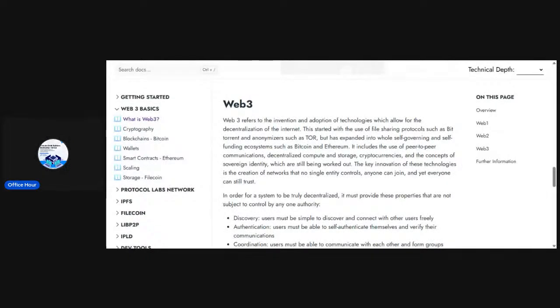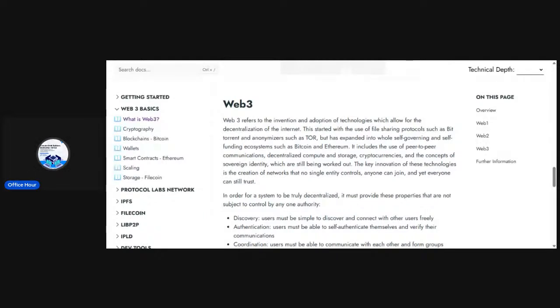So Web 3 is here, and it refers to the invention and adoption of technology which allows for decentralization of the internet. This started with the use of file sharing protocols such as BitTorrent, if you've read about it, and anonymizers such as TOR, but has expanded into whole self-governing and self-funding ecosystems such as Bitcoin and Ethereum. It includes peer-to-peer communications, decentralized compute storage, cryptocurrencies, and the concept of sovereign identity, which are still being worked out.